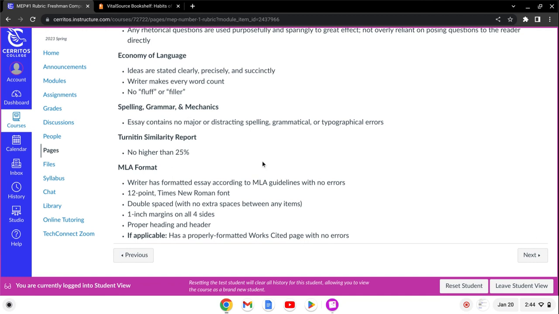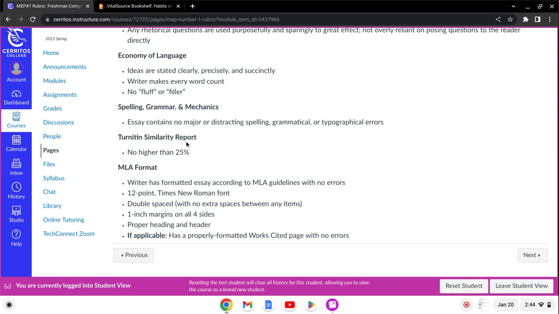Whether or not we like it, people judge us based on the work we produce. And so we want to be judged based on good examples of the hard work we put into things. So spelling, grammar, mechanics, just make sure that there are no major or distracting spelling, grammatical, or typographical errors.